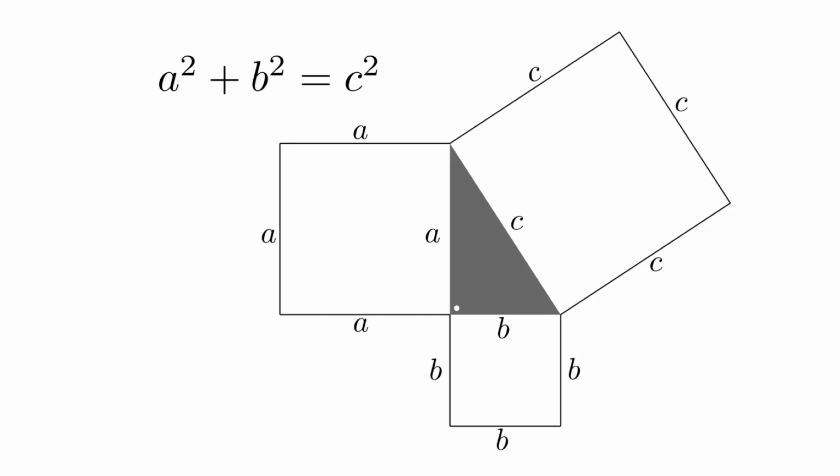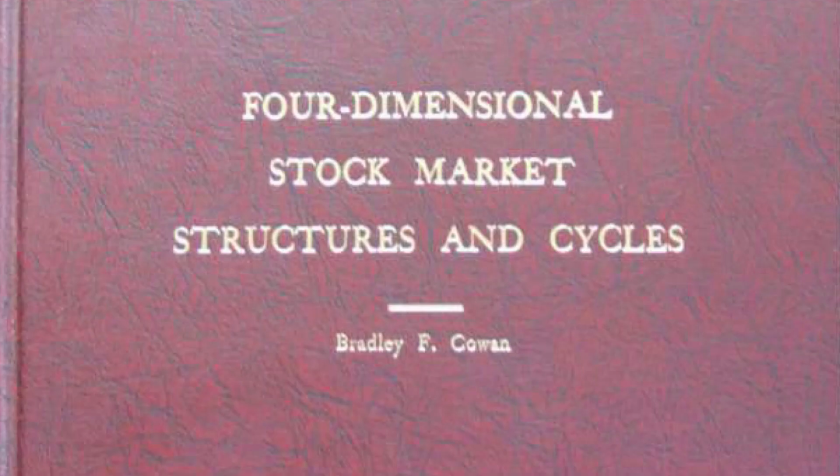While this mathematical concept has been around for centuries, Bradley Cowan was the first to publish its application on financial market charts. After using this tool for his personal trading since the early 1980s, he published his work in his 1993 book, Four-Dimensional Stock Market Structures and Cycles.